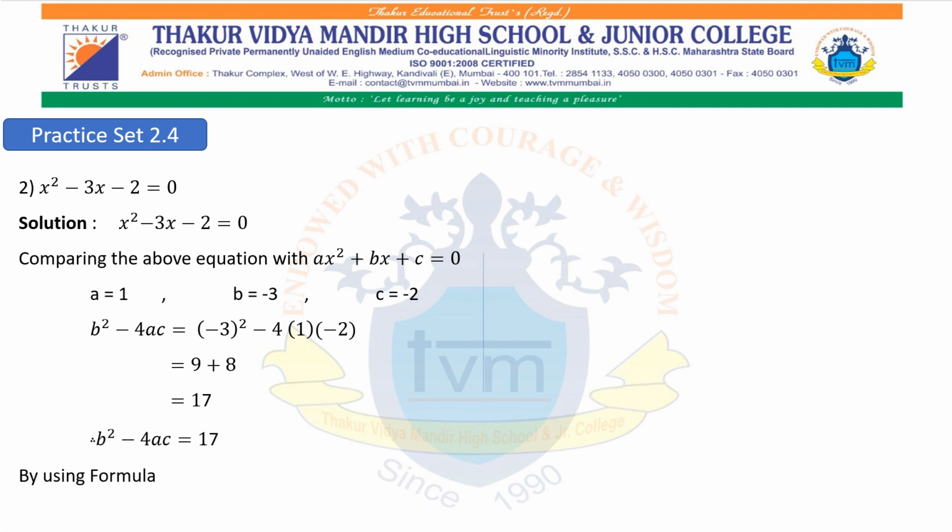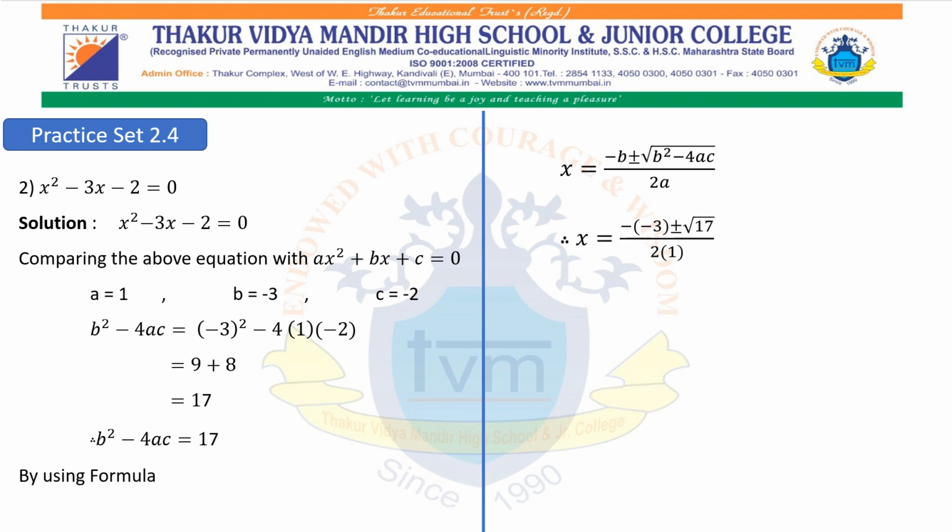Now by using our main formula, that formula is x equals to minus b plus minus root b square minus 4ac upon 2a. We will substitute the value of a, b, c and we will get minus into minus 3 plus minus root 17 upon 2 into 1, which can further be written as 3 plus minus root 17 upon 2. 17 is not a perfect square of any number. Therefore, it will be written with the root sign.